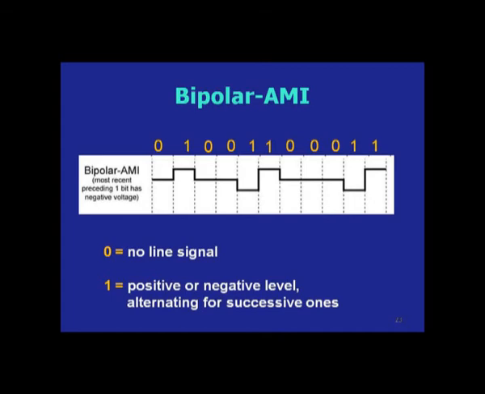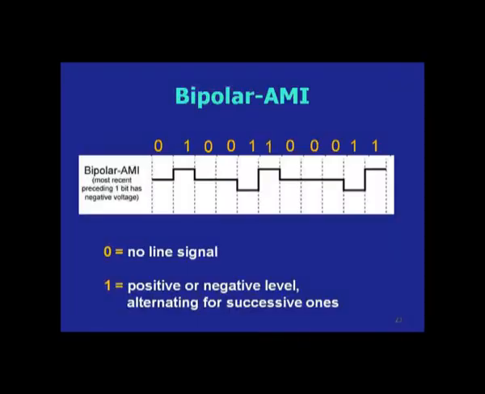A similar scheme is the bipolar AMI scheme, which is called alternate mark inversion, which is just the reverse of the pseudo-ternary scheme. Here what you do is 0 is represented as no line signal and 1 is represented as either a positive or negative level, alternating for successive ones. So look at the same sequence here. I have 0 1 0 0 1 1 0 0 0 1 1. So 0 is represented as a no line signal, 1 is represented as a positive value, this being the first signal, assuming the previous value was negative. So this is a positive value signal.